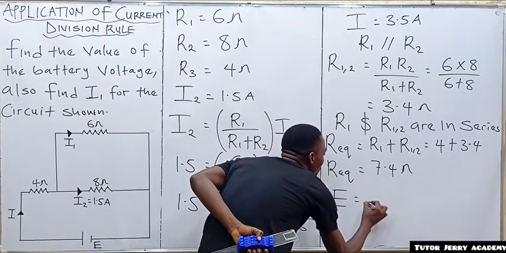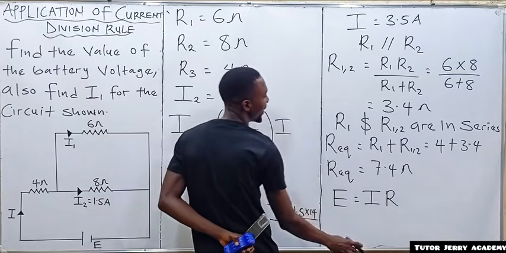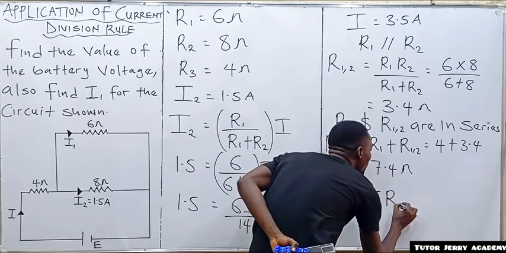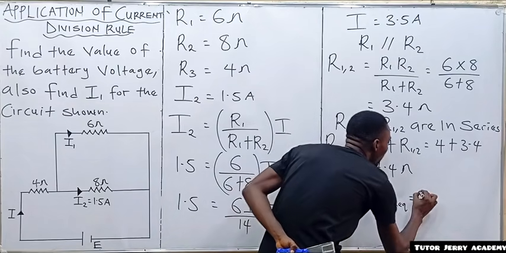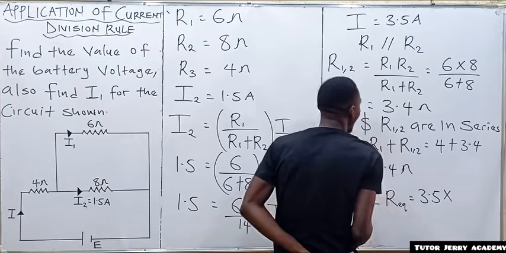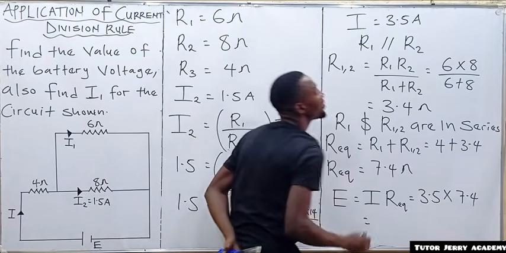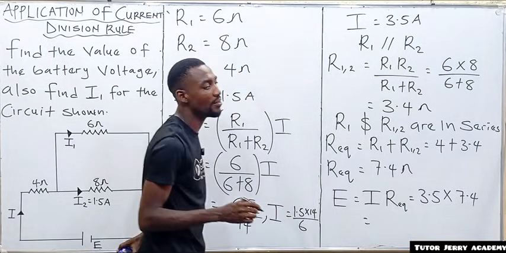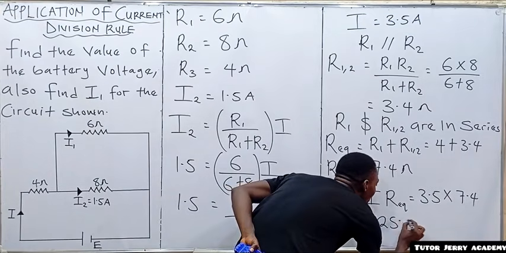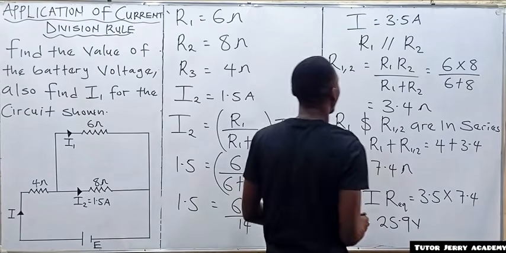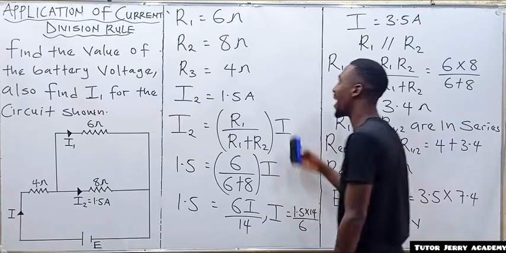For us to find the value of the battery voltage, E will be equal to IR, that is, the total current multiplied by the equivalent resistance. This will be equal to the total current, 3.5, multiplied by the equivalent resistance, 7.4. If you press this in your calculator, you are going to have 25.9 volts. So that is what we are going to have. The next thing we want to do is to calculate the value of I1.